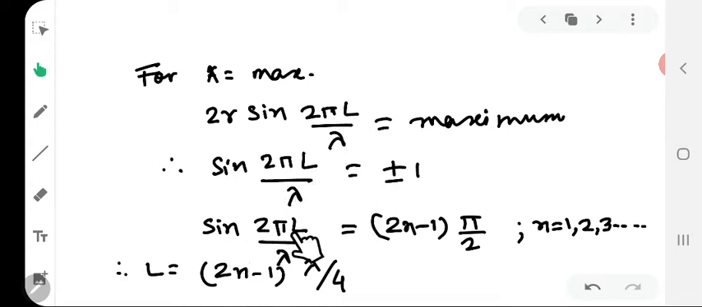So we know that sine 2 pi L by lambda equals plus minus 1 will be achieved when the argument is 2n minus 1 times pi by 2, and n can have values 1, 2, 3 and so on. So in this manner, on further solving, we get L equal to 2n minus 1 times lambda by 4. This shall be the general expression for the position for formation of an anti-node, and using this expression we can discuss the different modes of vibration.